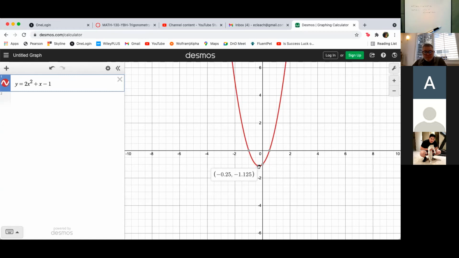Now, if we wanted to solve the equation, we could just add 1.125, divide by 2, take the square root, which will lead us to a plus and a minus, and then subtract the 0.25.